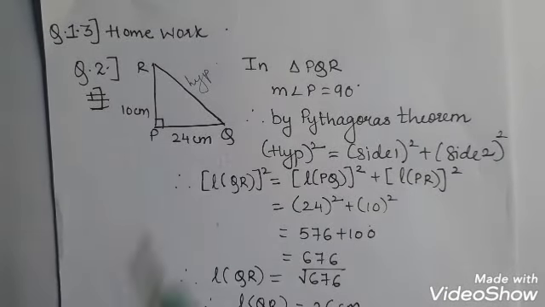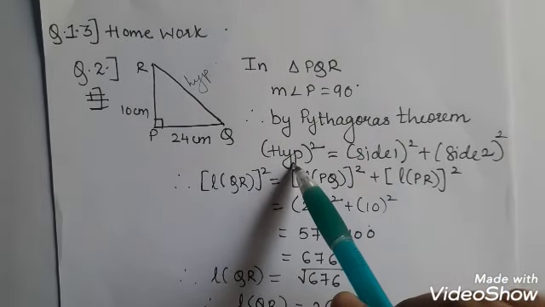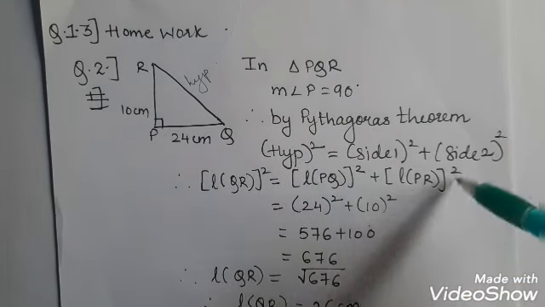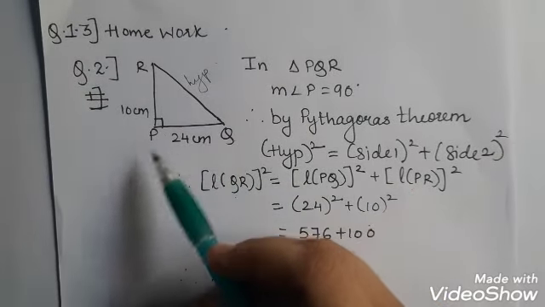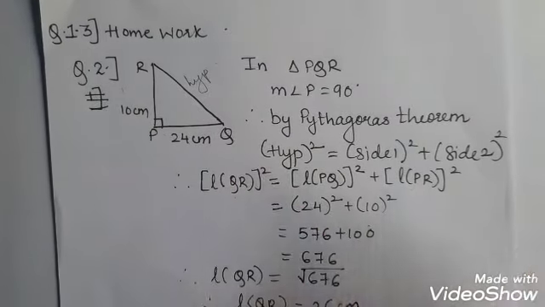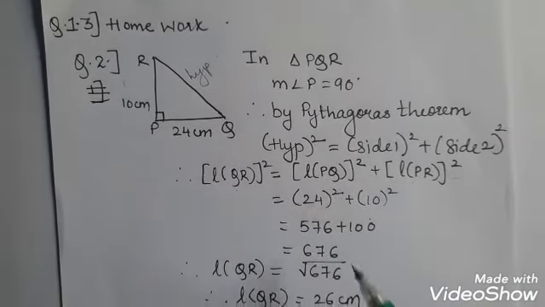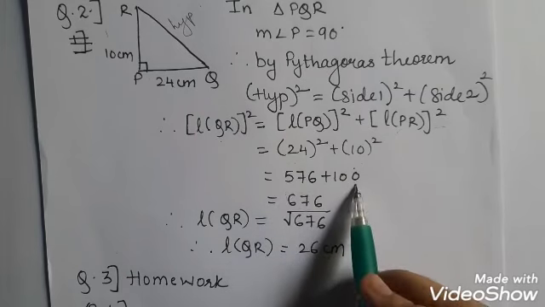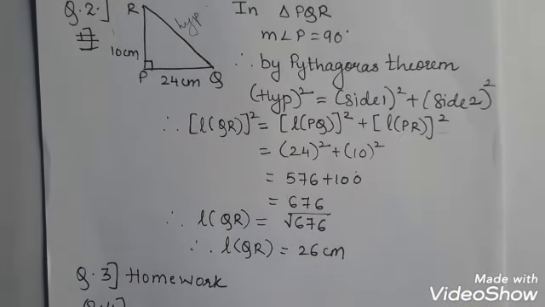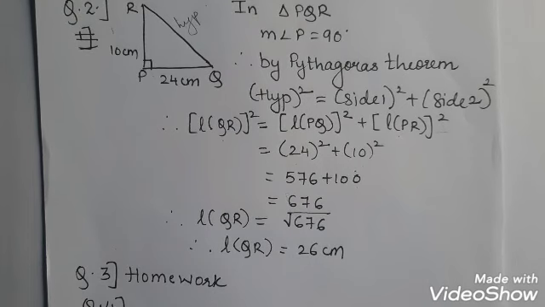So in triangle PQR, angle P is 90. By using the Pythagoras theorem, now we are all familiar with it, hypotenuse square is equal to side 1 square plus side 2 square. So the hypotenuse is QR square. Side 1 can be anything. I have taken PQ as side 1 and PR as side 2. So PQ is 24 square and PR is 10 square. So 576 plus 100 is equal to 676. So you get the square root of 676, which is equal to 26. So length QR is equal to 26 centimeters.